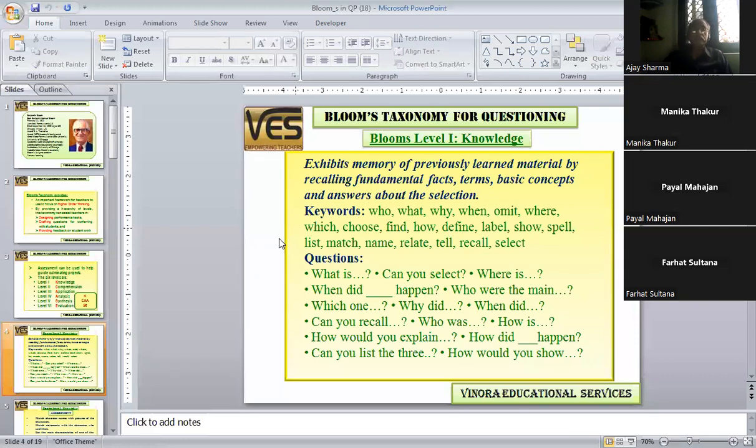Keywords in these type of questions are who, what, why, when, omit, where, choose, find, select, and number of things. Match, name, relate, tell, recall. These are one word to maximum one sentence question, one sentence answers seeking. These type of questions seek only one word or maximum one sentence.